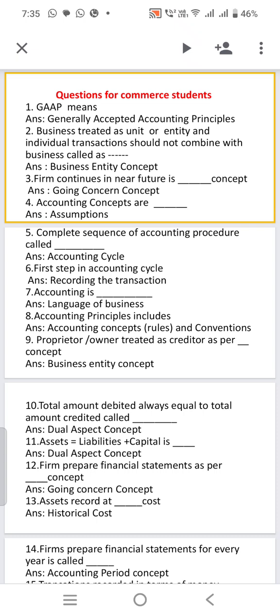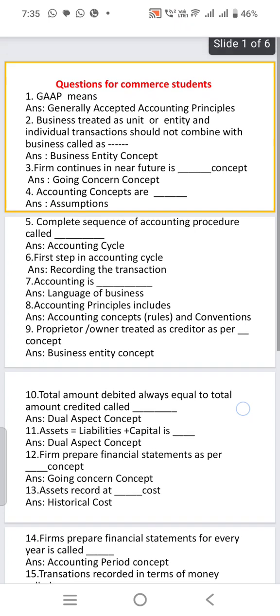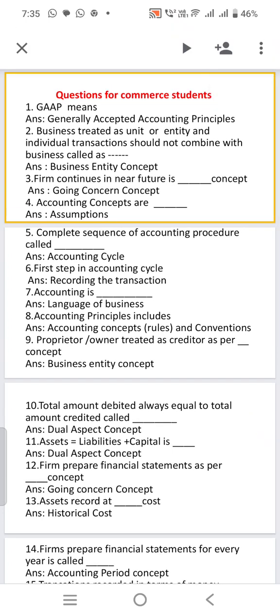Now we'll concentrate on question number 2. The question number 2 is regarding the business entity concept. Business treated as a unit or entity, and individual transactions should not be combined with the business, is called the business entity concept. What it means is the business has a separate entity. Whatever the transactions of the business should not be mixed with the individual transactions. This is the basic assumption we should remember.